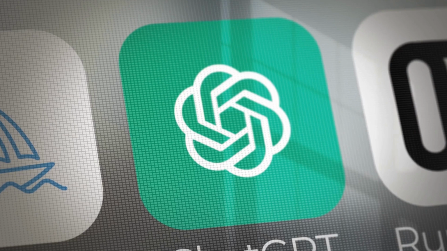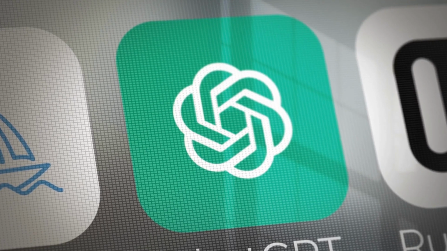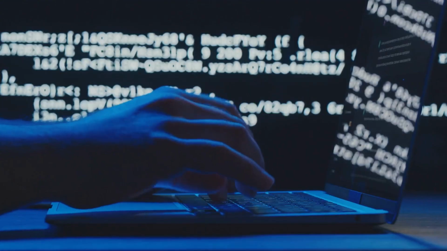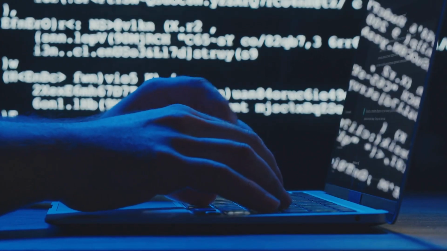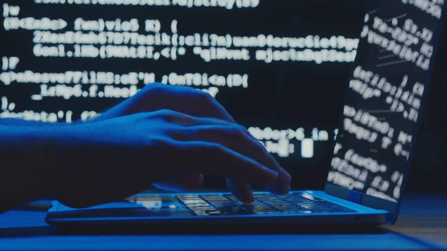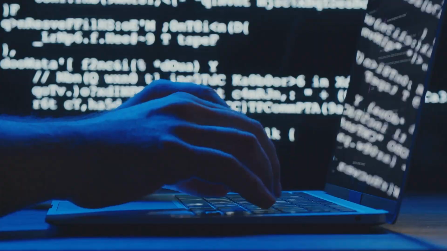Welcome to this flight into the fascinating world of generative pre-trained transformers, also known as GPTs. Have you ever chatted with ChatGPT and wondered, how does it understand me so well? Or, how can it reply just like a human would? If so, you're in the right place.